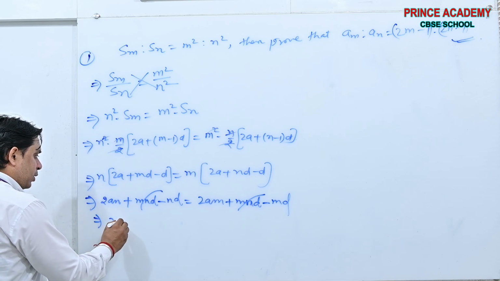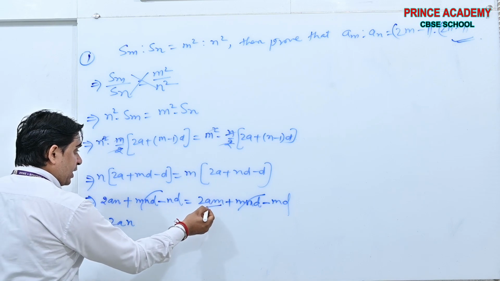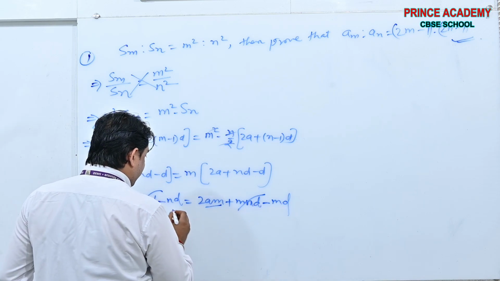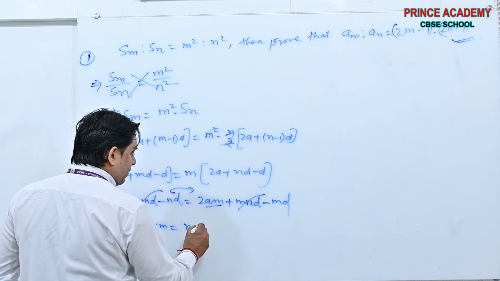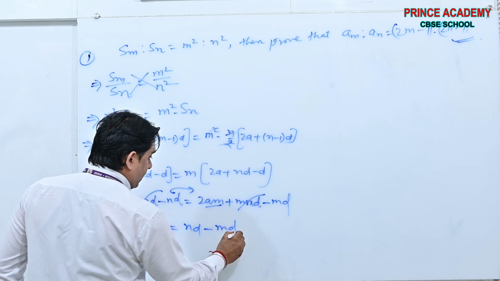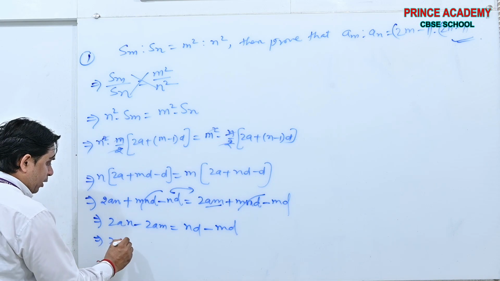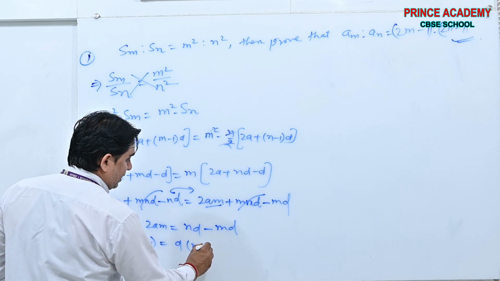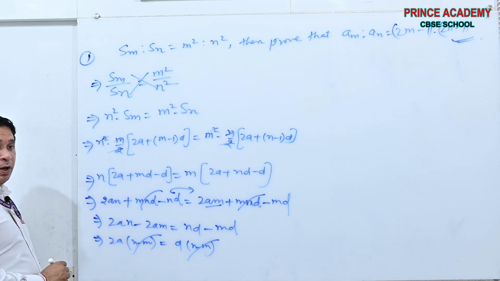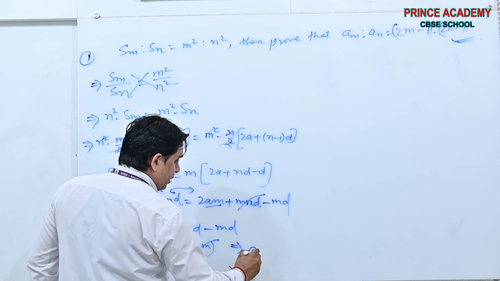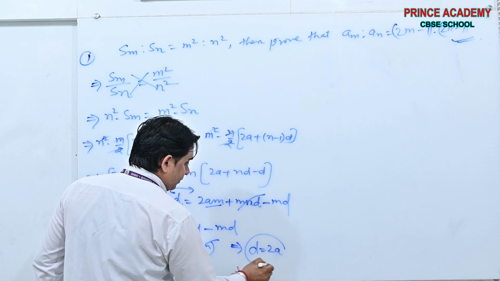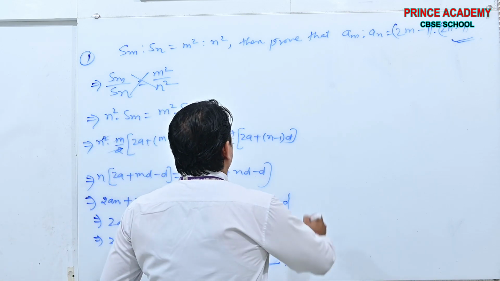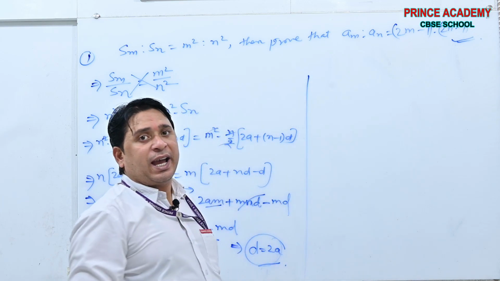Now see, 2an shifts towards the right. Here minus md shifts towards the left, so it will be plus md. Take 2a common: n minus m. Take d common: n minus m. It will be removed. What we got from here? d is 2a. d is 2a. Done beta. Now see what we have to find.